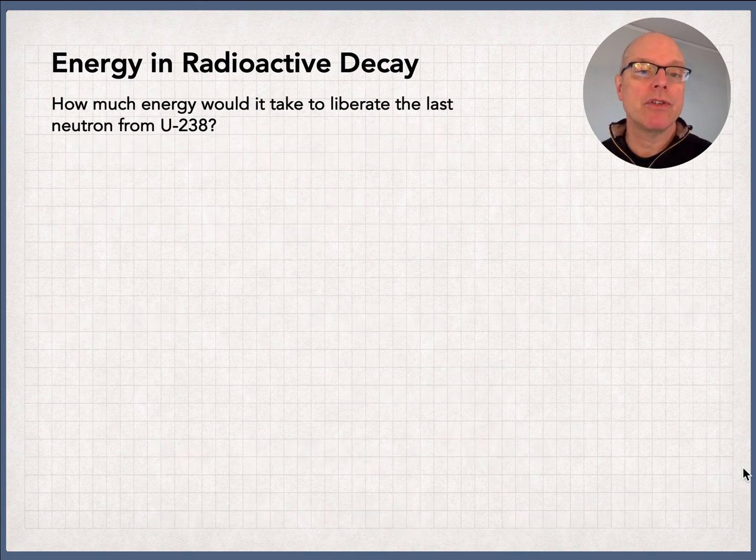Here's a different version of the same thing. How much energy would it take to liberate the last neutron from U-238? That sounds kind of like an epic movie, doesn't it?